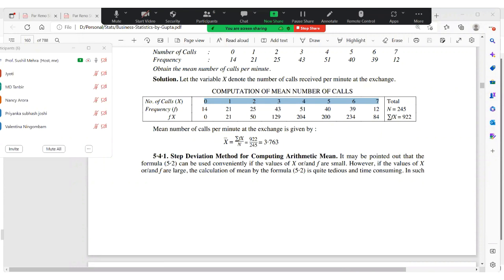Generally, there are three types of method to solve all these things. The first one is the direct method, what we have done in these two examples. Direct calculation we do, that is called the direct method. The second one is the shortcut method. And the third one is the subdivision method. Mostly the shortcut method we do for discrete series, right? And the step division method for the continuous series, right?